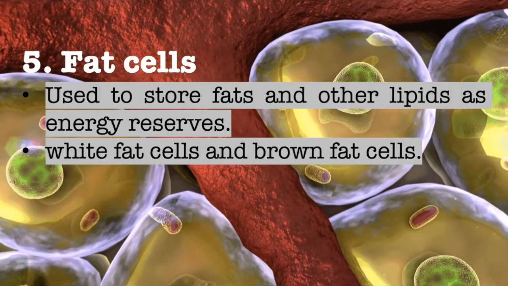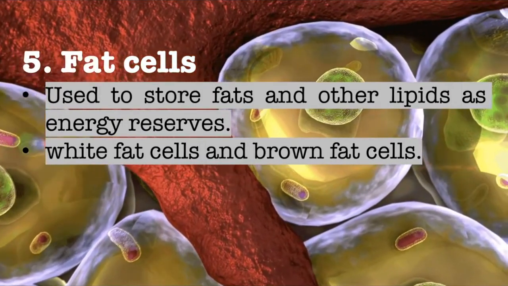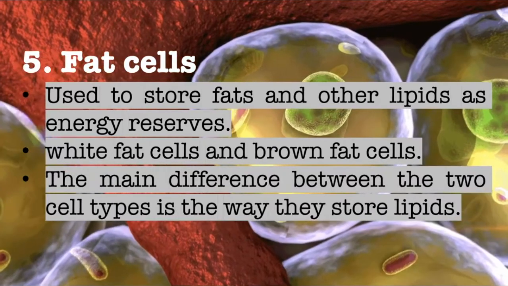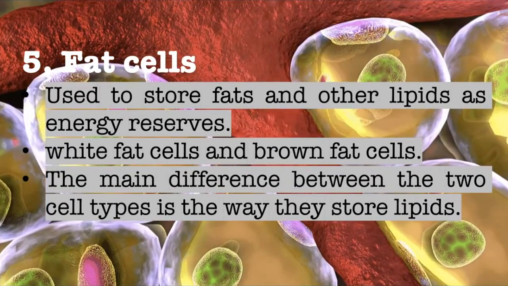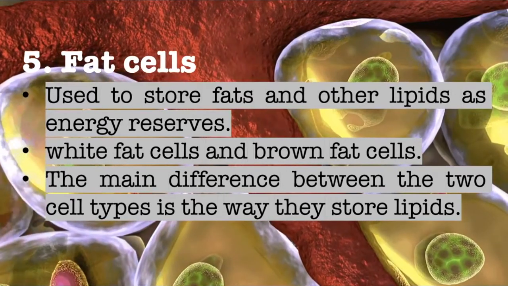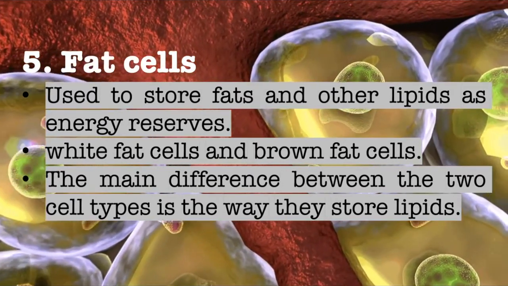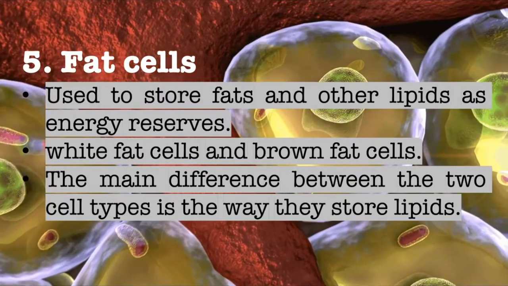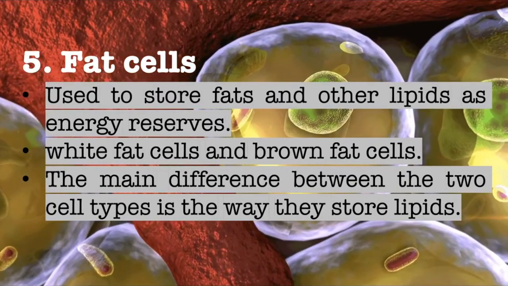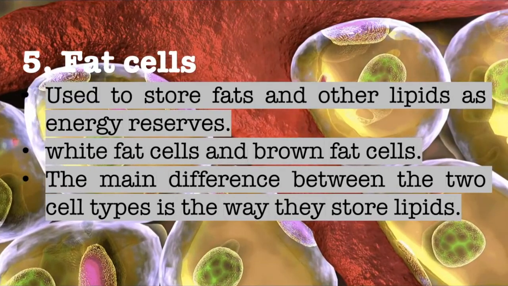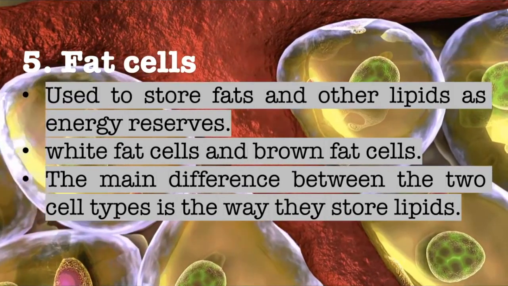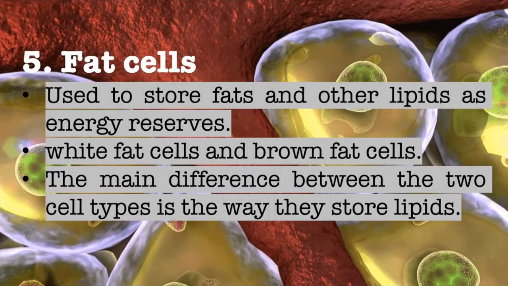Ano ba yung meron sa akin? White or brown? The main difference between the two cell types is the way they store lipids. White fat cells have one large lipid drop, whereas in brown fat cells, there are multiple smaller lipid droplets spread throughout the cell.